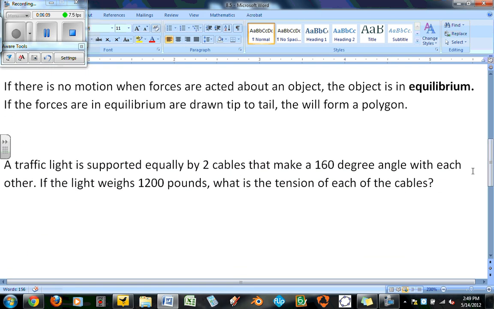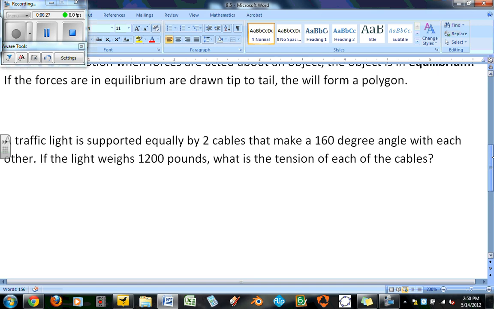Here's another case here. It says if there's no motion when forces are acted upon an object, the object is in equilibrium. If the forces are in equilibrium, we are going to draw them tip to tail, and they will form a polygon. Okay? So here's one case right here. It says a traffic light. You guys all know how traffic lights work. They've got two beams like this, and we got a traffic light down here like this. They're supported equally by two cables that make a 160-degree angle with each other. So this would be 160 degrees.